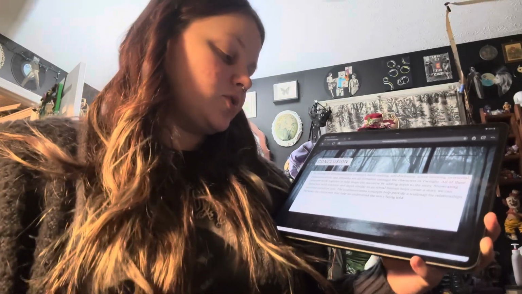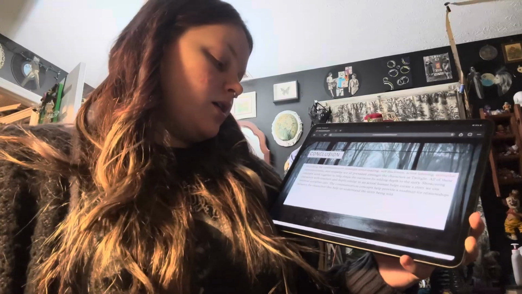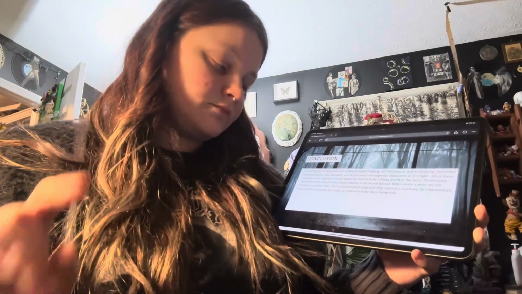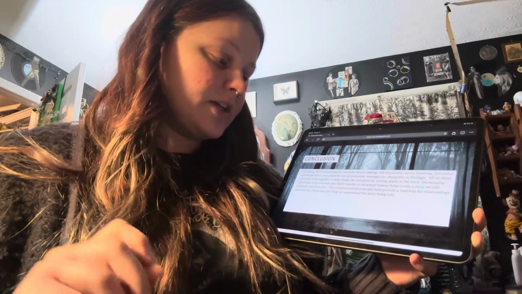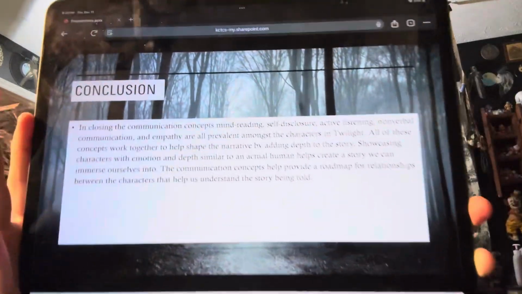Showcasing characters with emotion and depth, similar to an actual human, helps create a story where we can immerse ourselves into. The communication concepts help provide a roadmap for relationships between the characters that help us understand the story being told.